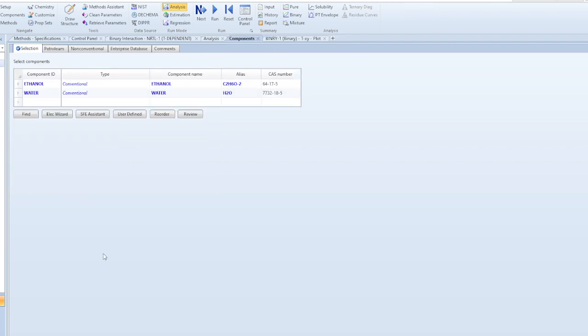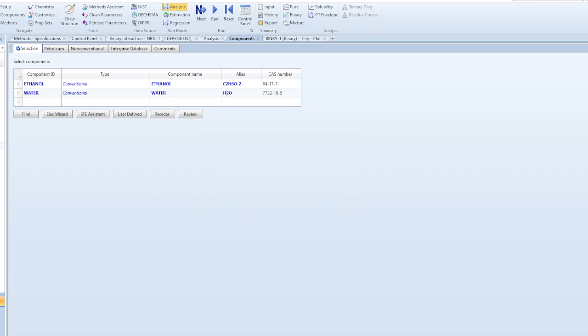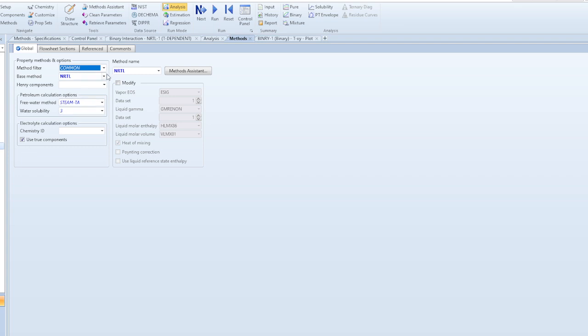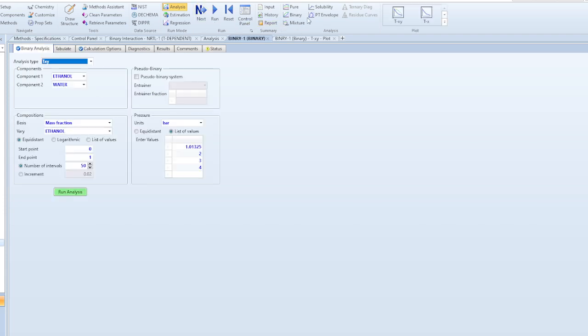So what I did is, we went to components, added ethanol and water, and just pressed next. We reached methods, where I put NRTL like the previous one. In case you find an error popping up that some estimation parameter is not available, just go to estimation and estimate all parameters. So in analysis we went to binary TXY and PXY diagram.